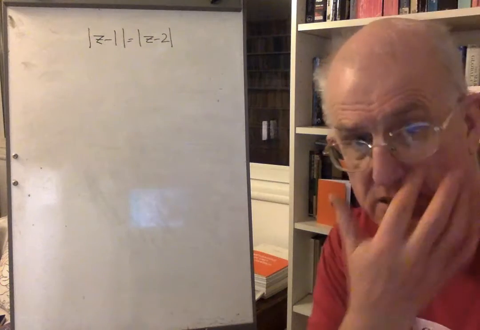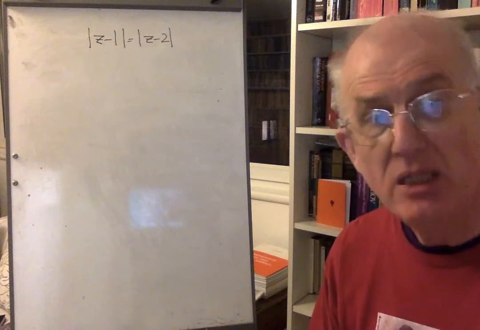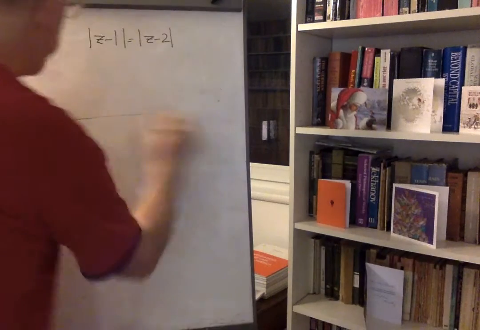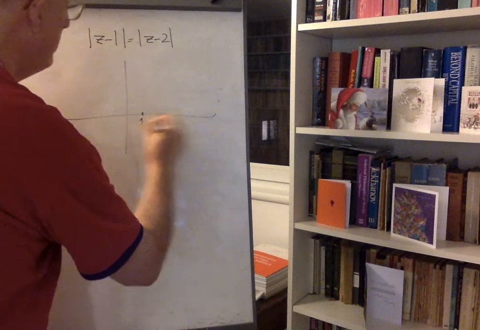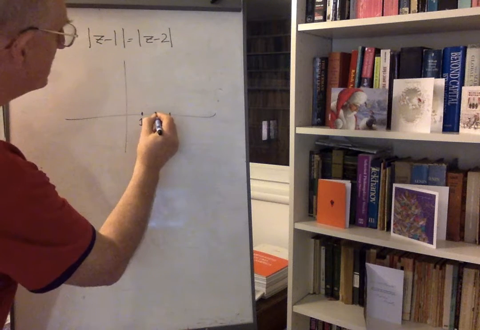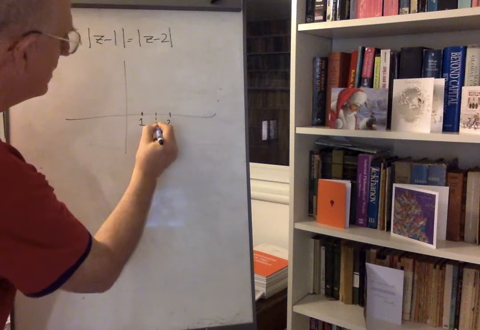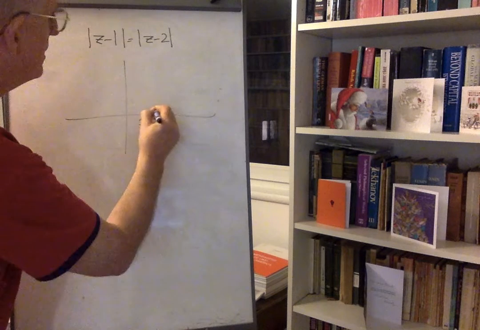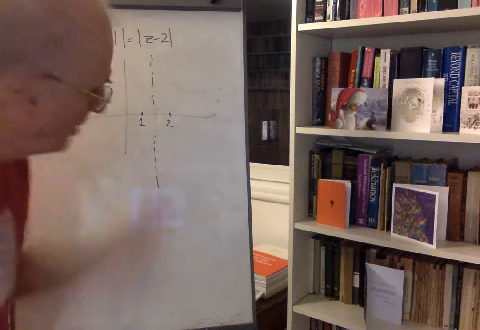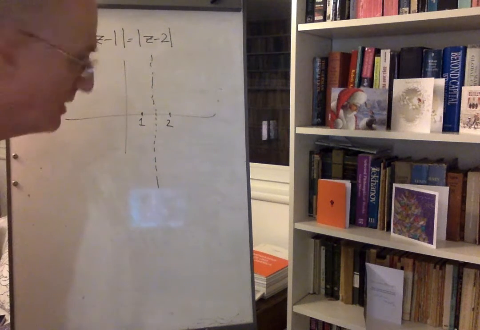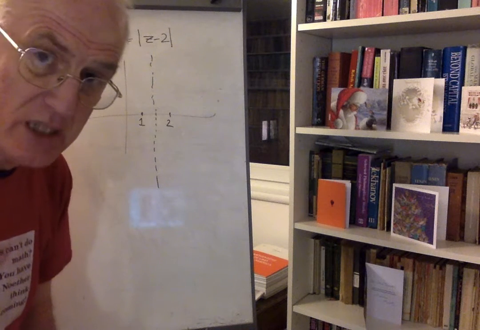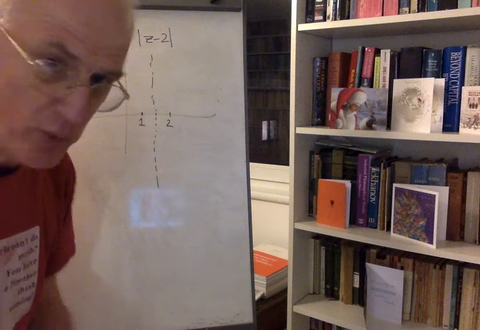Because what that's saying is the distance of z from 1 is the same as the distance of z from 2. So, here's 1, here's 2. z is all the points which are the same distance from each. So it's that point, for example, and all these points down here, and all these points up here. It's a straight line halfway between the 2 points, or the perpendicular bisector, and you can draw it and then you can find out what its algebraic formula is.